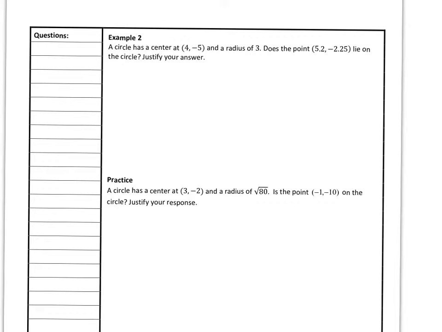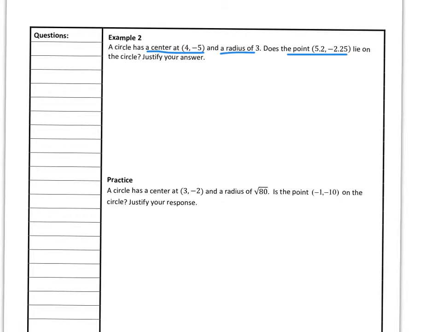Okay, the next example 2 is a different kind of question, and what it does is it gives you the center and the radius, and then they ask, does this point lie on the circle? Justify your answer. So as you can see, they're decimals, and decimals are not going to be very easy to see just by looking at the graph. They're going to be very hard to see.